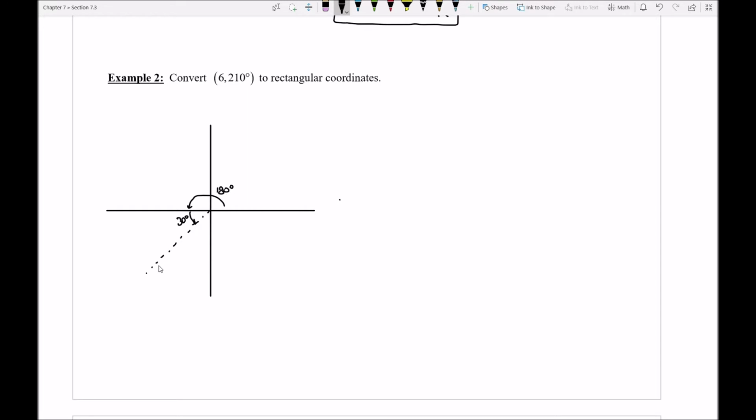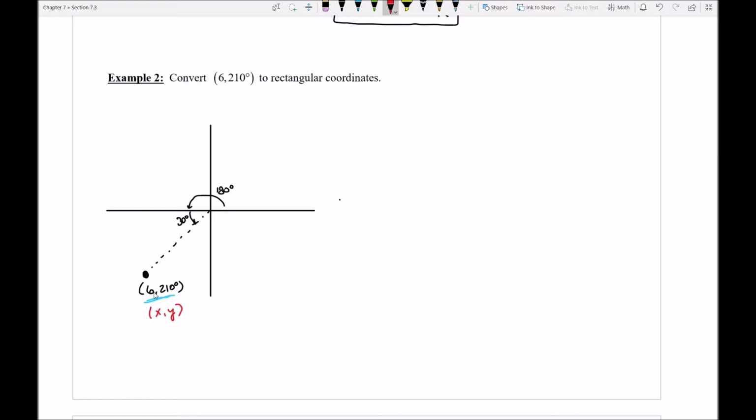And once I'm staring in that direction, I'm told to take 6 steps. For the sake of argument, let's just suppose that that lands me right here at this point, that this is my point 6, 210 degrees. So I should recognize right away that this is going to be a polar point, and if I want to find my rectangular coordinates, that is, I'm looking for an x, y coordinate that corresponds to this point, I can see a couple things about this immediately.